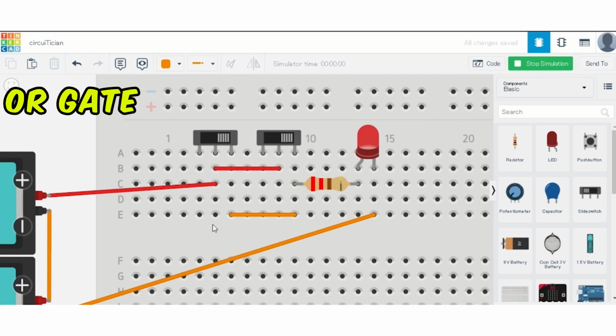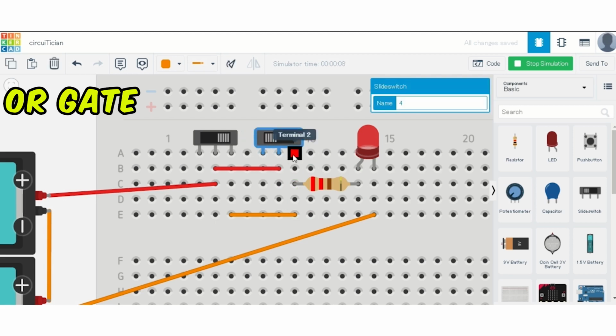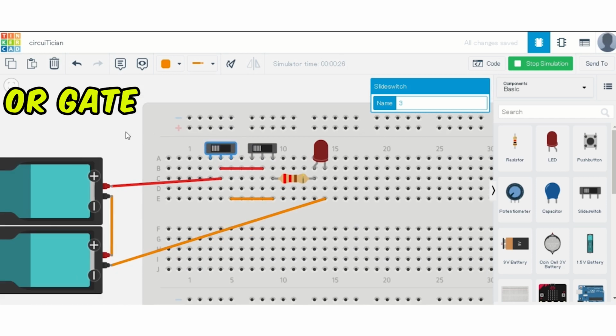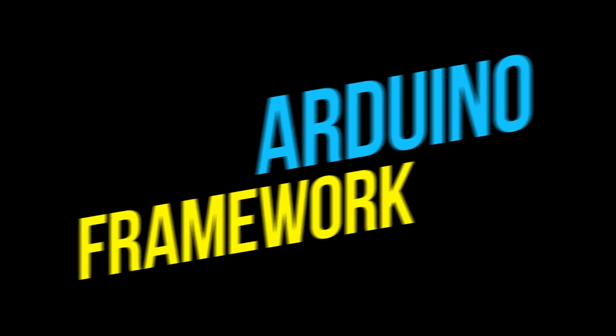Now I have started the simulation. Here you can see both the switches are on. For that reason the LED is glowing. But if I turn off one switch, the LED will still glow, and to turn off the LED we have to turn off both the switches because this is an OR gate circuit. So in an OR gate circuit, if one of the switches is on, then the LED will glow or the output will be 1. So this is how an OR gate circuit works. Now I hope that you can very easily make circuits on the breadboard without causing a short circuit.